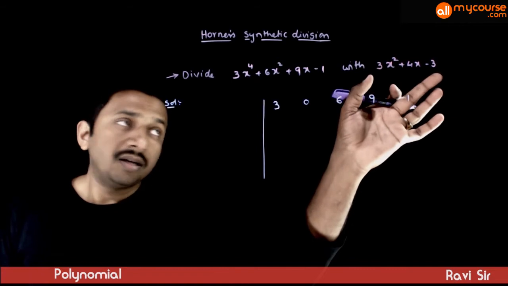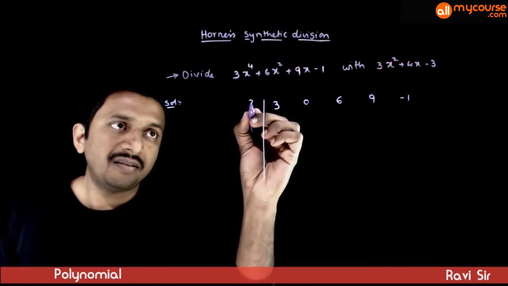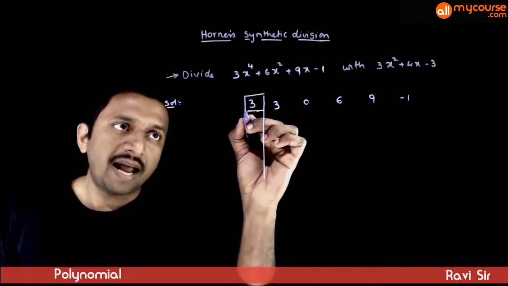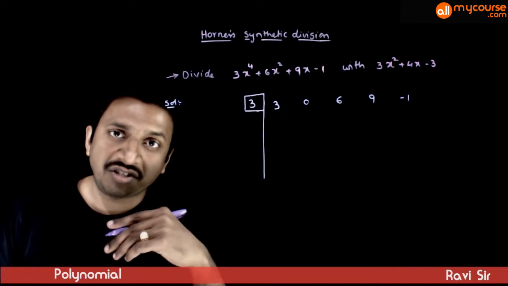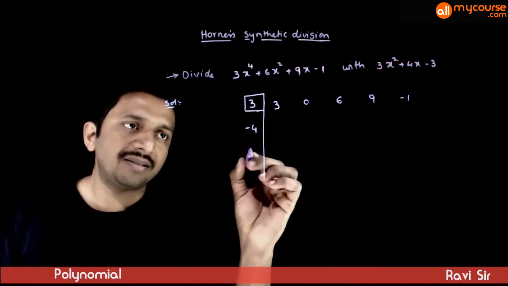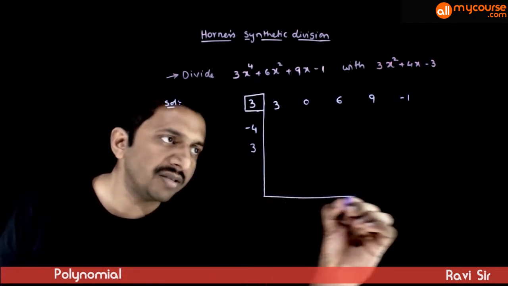And the divisor has a leading coefficient of 3. So I write this 3 separately. And for all the remaining coefficients, I change the sign. So my plus 4 becomes minus 4 and minus 3 becomes plus 3. So let us start our division process.